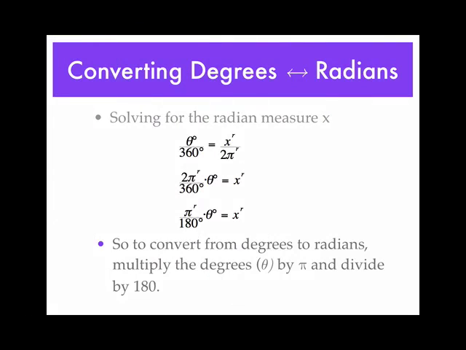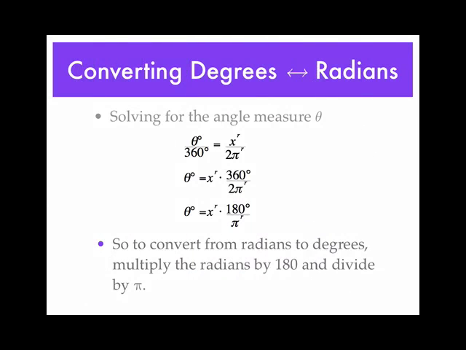Now then, if you want to convert from degrees to radians, you'd want to solve for the radian measure x, so basically multiplying by 2 pi radians. And you can see that the radian measure is equal to pi over 180 times the degree measure. Going backwards, solving for the angle, you're going to multiply by 360 degrees, so you know the angle is 180 degrees over pi times the radian measure.